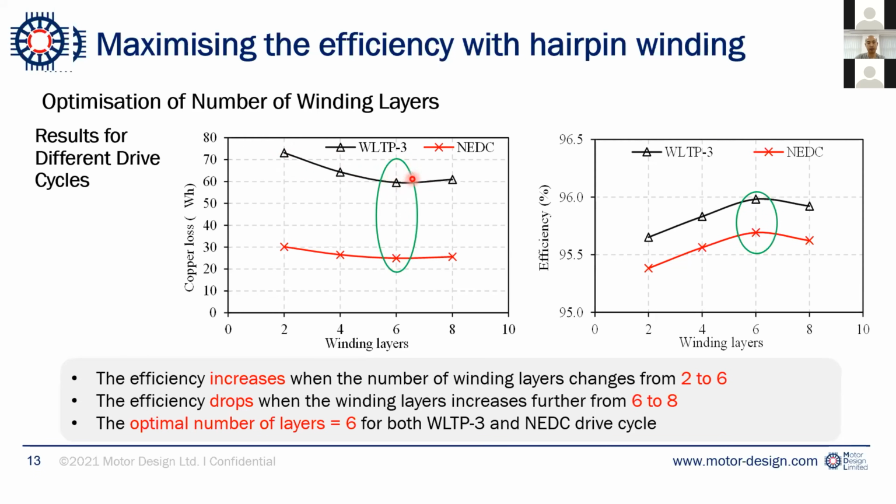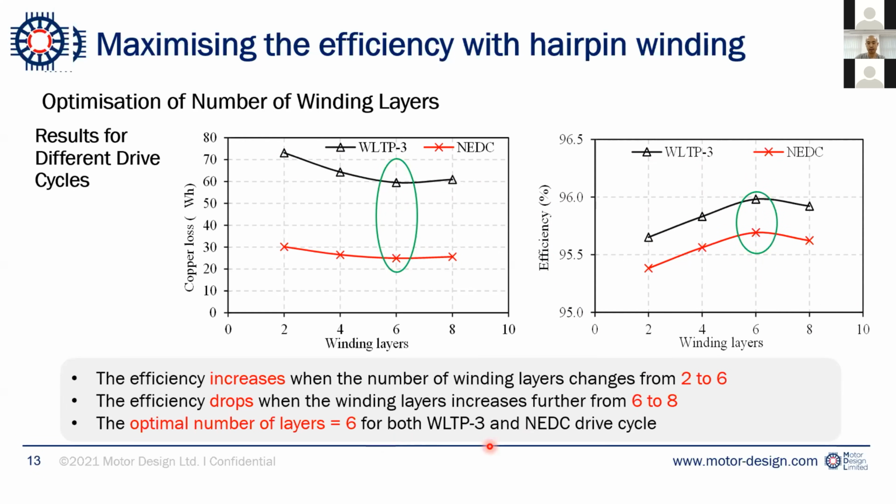And then if we increase the winding layers even higher, from 6 to 8, the loss will even increase a little bit. And this figure shows the efficiency of the electric motors under different driving cycles. So we can see that the optimal number of winding layers is 6 for this electric motor.